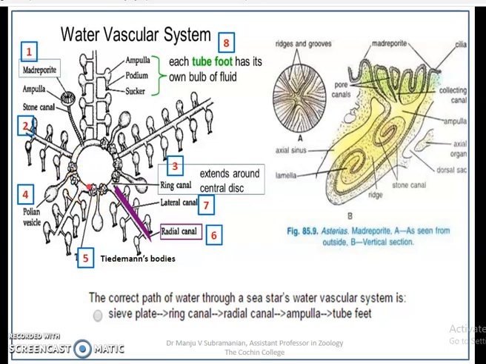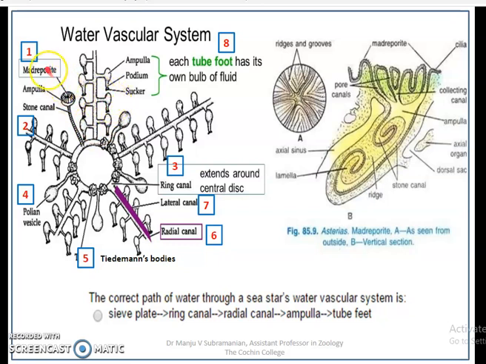These structures are believed to be lymphatic glands involved in the production of the coelomocytes found in the water vascular system. So the Tiedemann bodies and Polian vesicles have their functions to perform in the water vascular system. This water vascular system helps in the locomotion of the echinoderm, which moves with the help of its tube feet.